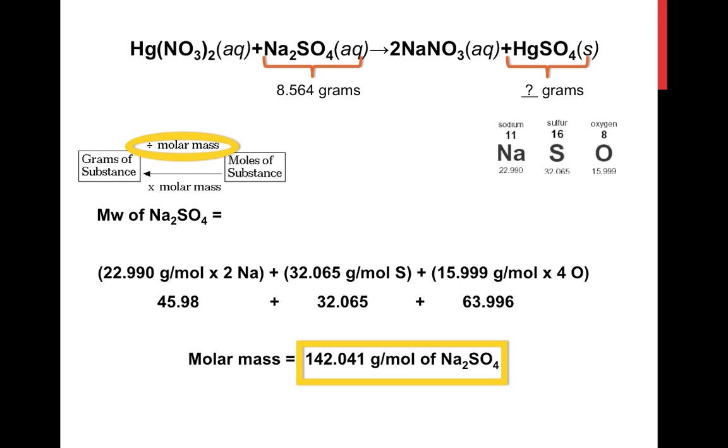Next, we must find the molecular mass of sodium sulfate. The way to find the molar mass is as follows. Find the atomic mass of sodium, sulfur, and oxygen, and multiply each element by the number of atoms for that element. Proceed to add the atomic mass of each element together to determine the molecular weight of the compound. The molecular mass is then equal to 142.041 grams per mole of sodium sulfate.